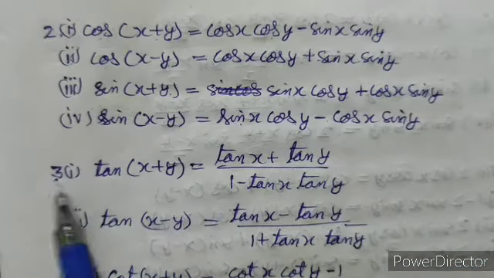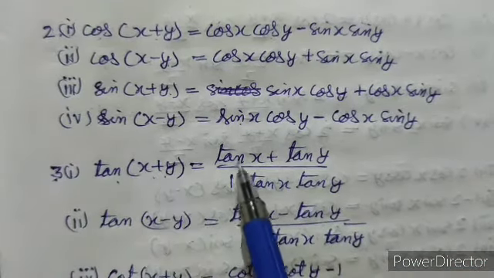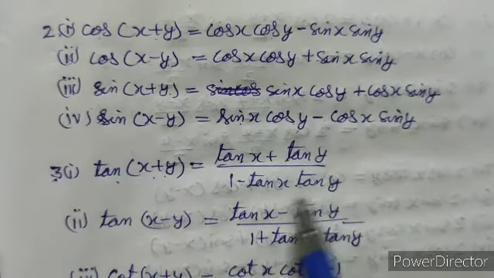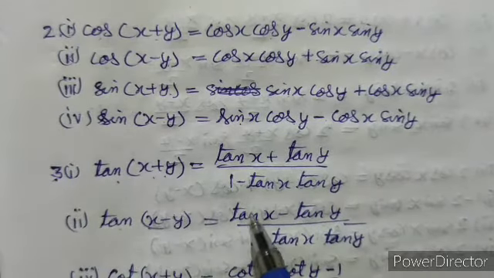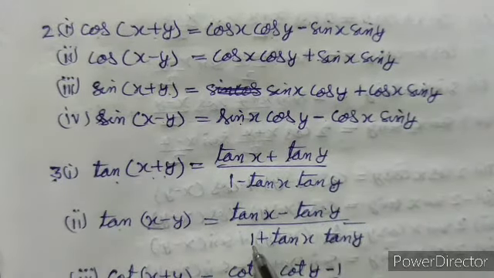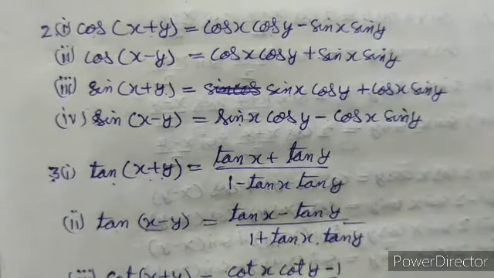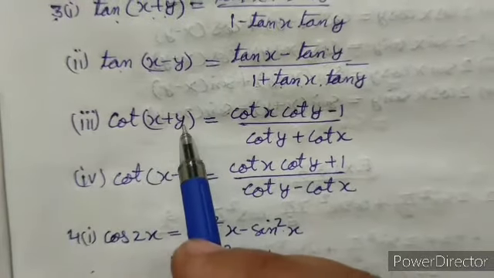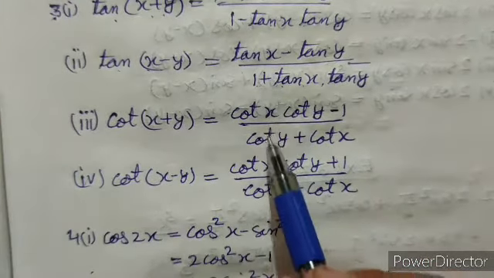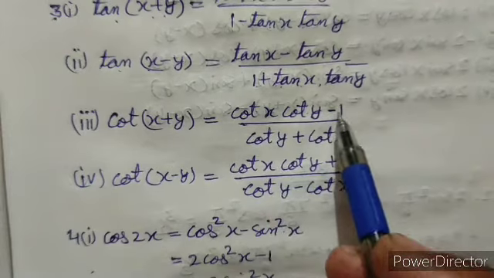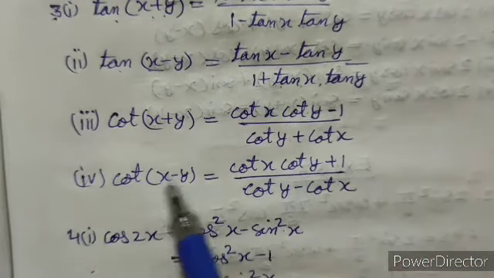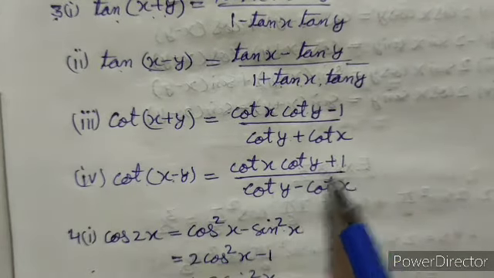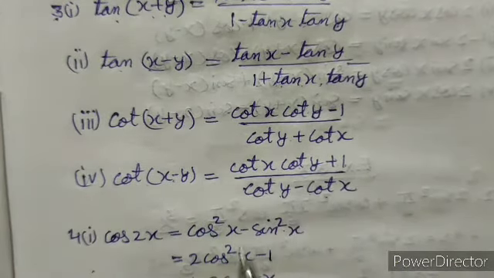Now the third one is tan x plus y is equal to tan x plus tan y upon 1 minus tan x tan y. Similarly, tan x minus y will be equal to tan x minus tan y upon 1 plus tan x tan y. Now cot x plus y will be equal to cot x cot y minus 1 upon cot y plus cot x, and cot x minus y will be equal to cot x cot y plus 1 upon cot y minus cot x.